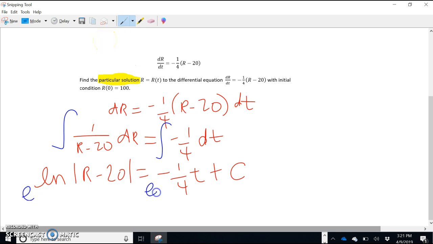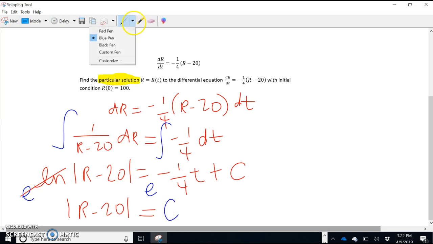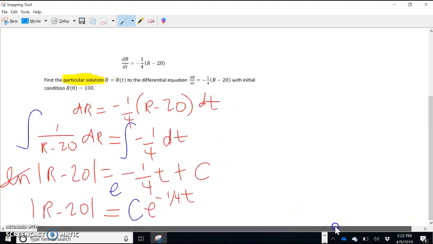So I'm going to exponentiate both sides on my next line, leading me to cancel those and be left with the absolute value of r minus 20 equals, big important thing here, e to that constant results in the super constant out front of the e to the negative 1/4 t. That's a super important step here that allows us to continue solving.